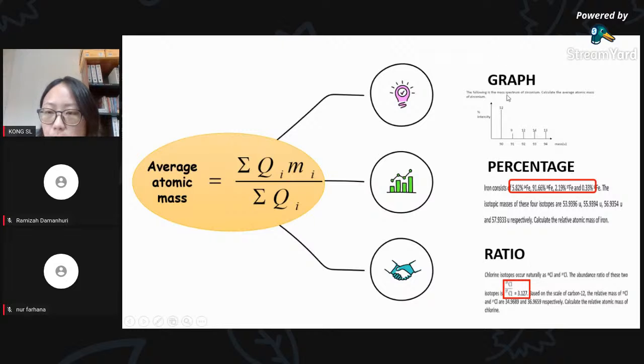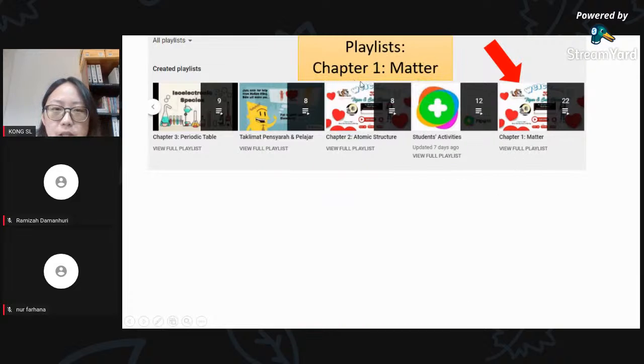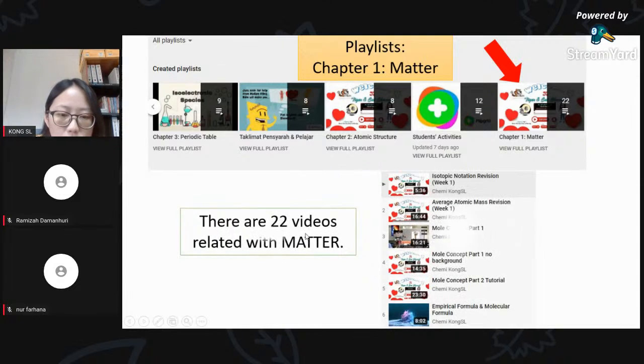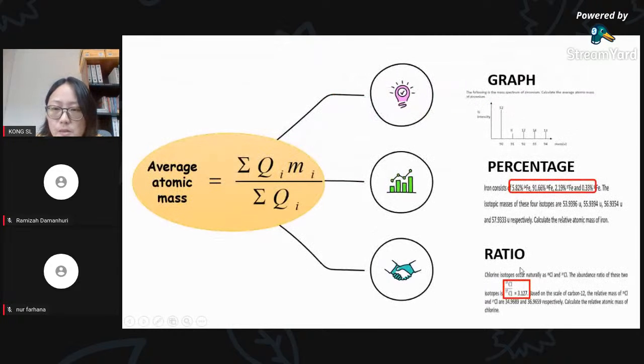If you want to know more details about this, you can go to my channel and go to the chapter 1 playlist, the playlist for chapter 1 matter. There are a total of 22 videos related to matter. You can go for the isotopic average atomic mass revision. In this video, I have gone through all the exercises with my students, so you can check again from this video. So take note, there are three types of questions that might be asked in average atomic mass: graph, percentage, or ratio.